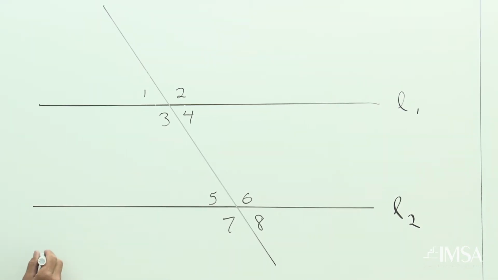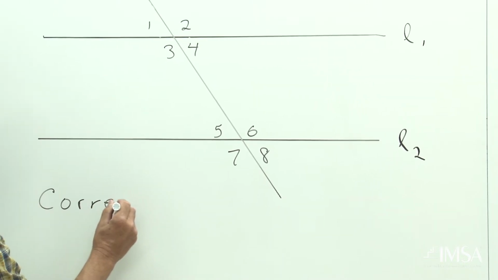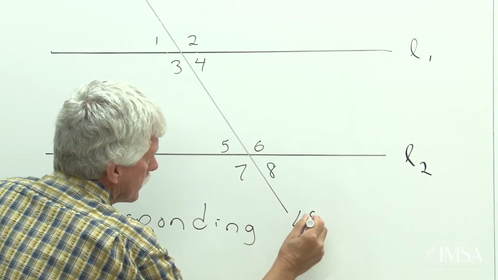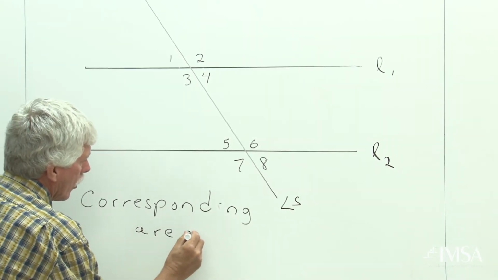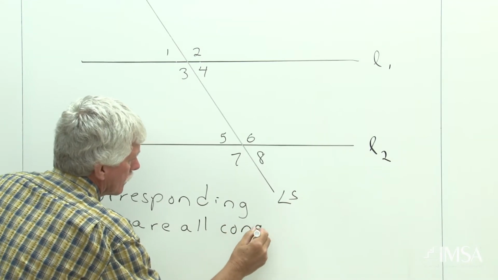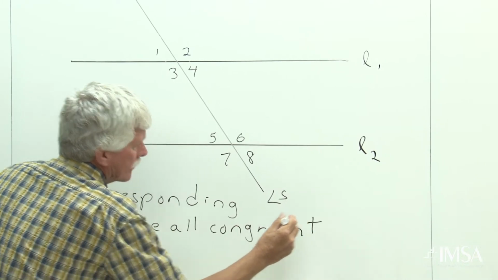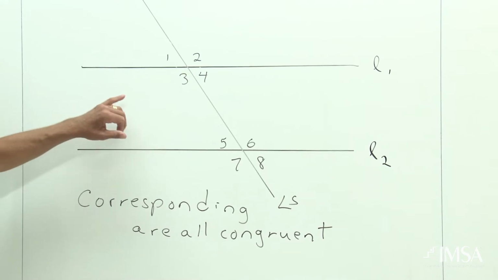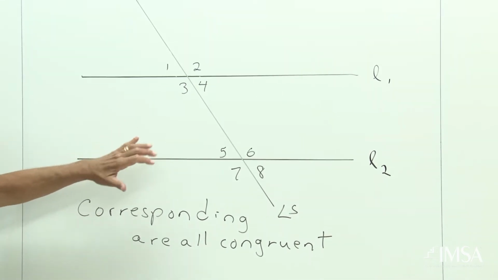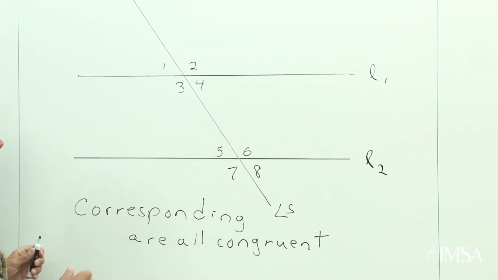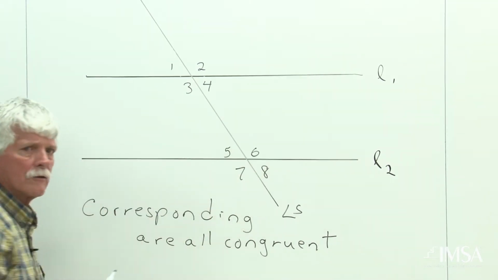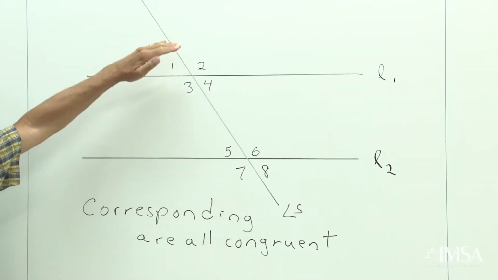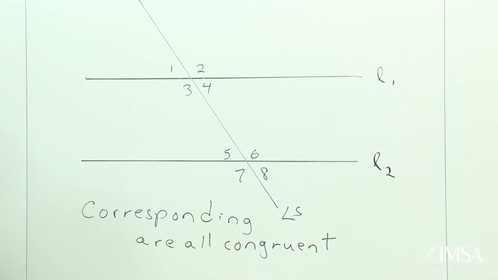So the first thing we're going to look at are the corresponding angles. And these corresponding angles are all congruent. They are equal in size. Now, the corresponding angles, to understand them, they are on the same side of the transversal. So they're either on the left or the right side of this transversal. And when you're looking at them, they are also on the same side of the parallel line.